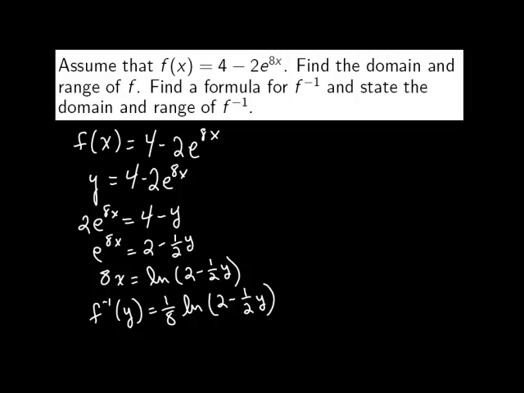Okay, so now let's figure out what the domain and range are for both functions. It's clear that the domain of f is all real numbers, because there's no problem when we're putting things in the exponent of e. We can put anything we want there. So what we need to see is the domain of f inverse. The only issue is that anything less than or equal to 0 can't go into that natural log function.